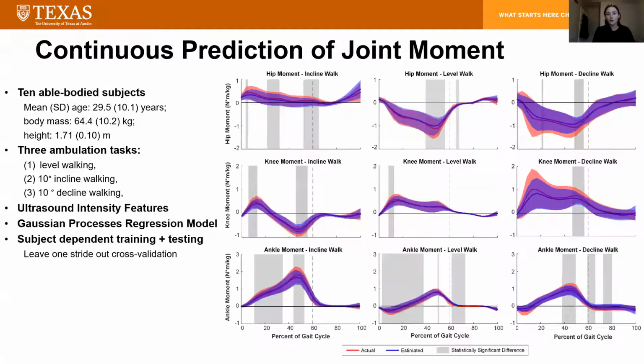We then utilized statistical parametric mapping to evaluate where sonomyographic prediction of joint moment was significantly different than the actual joint moments. As you can see on the bottom row, there are larger regions of significant difference when comparing the ankle joint moment prediction to hip and knee for all walking tasks. And there is a slight region of significant difference at almost every single joint just before swing phase of gait, which we find very interesting.